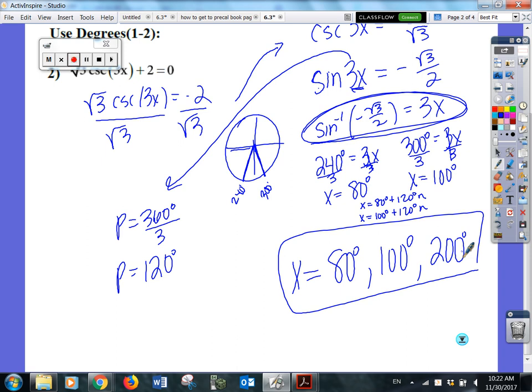Because remember, this is a graph that looks like this, and we're finding answers that it equals. So it's going to equal 80, then it's going to equal 100. Then it's going to be 80 plus 120, 100 plus 120, 80 plus 120 times 2, 100 plus 120 times 2. And it's going to do that forever. Does that help? Other questions?